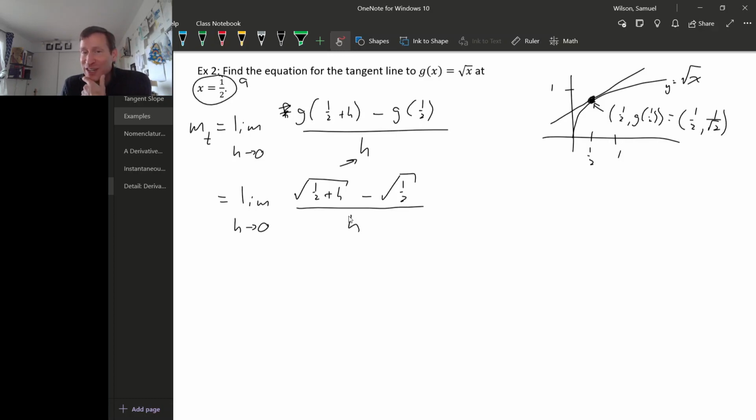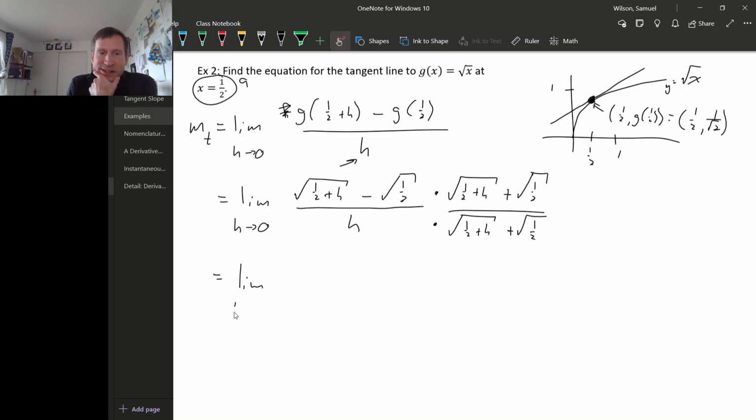What sort of algebra tricks do we have available when we have square roots floating around? Well, we can rationalize. We can multiply the numerator and denominator by the conjugate of the stuff in the numerator. So that's going to be square root of 1/2 plus h, and then instead of a minus, it's a plus square root of 1/2. And then in the denominator as well, square root of 1/2 plus h plus square root of 1/2.